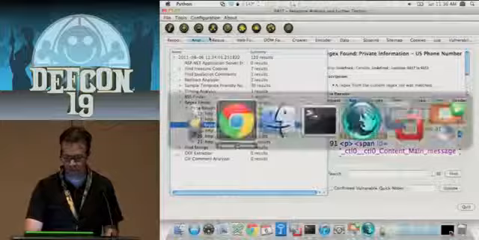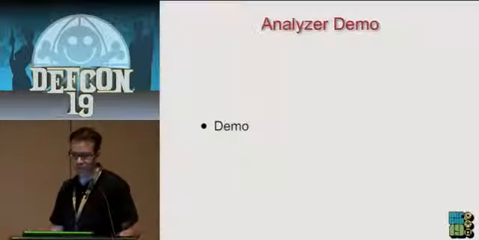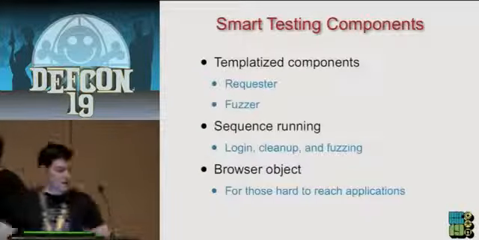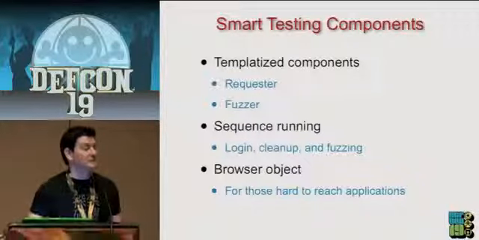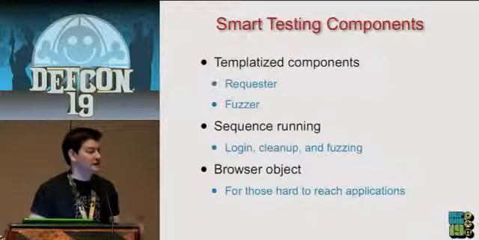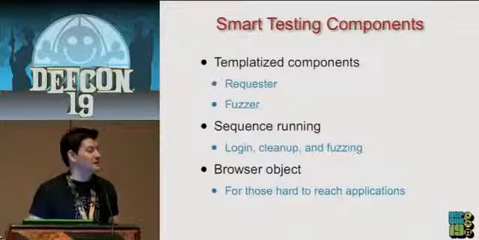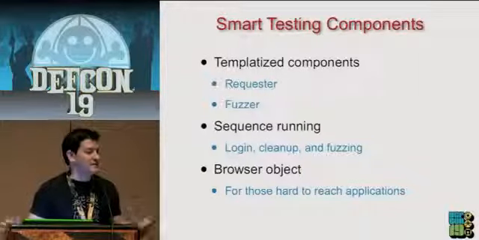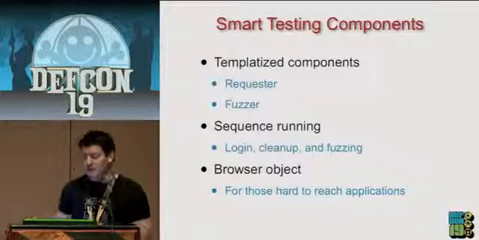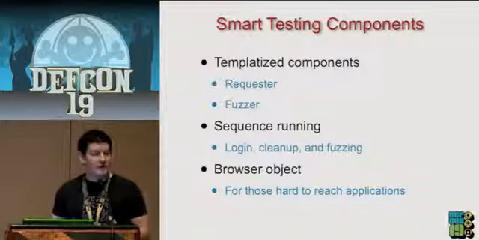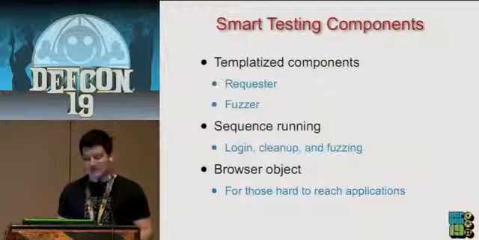Jump back over to Keynote. A little bit about our smart testing components, because so far we've been talking about data you've already collected. Now that you've collected the data, you want to do some additional testing based on it. So we created a requester and a fuzzer, and those are templatized, and we'll get into those in a second. We're about to do the demo.